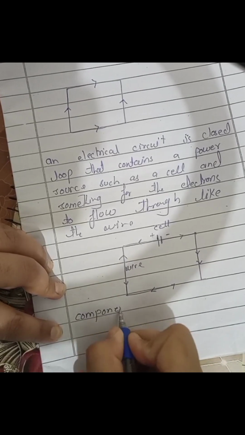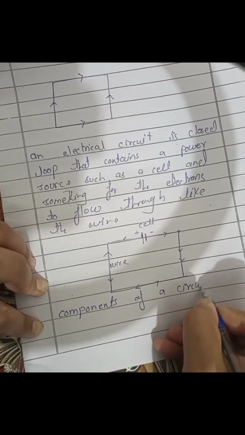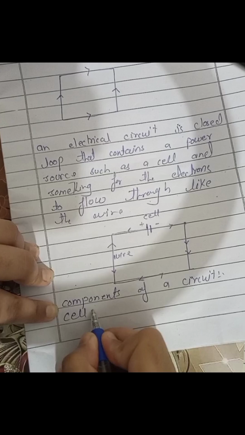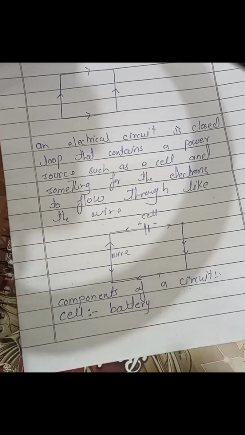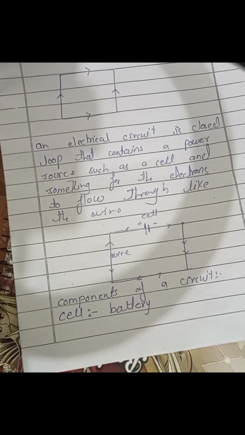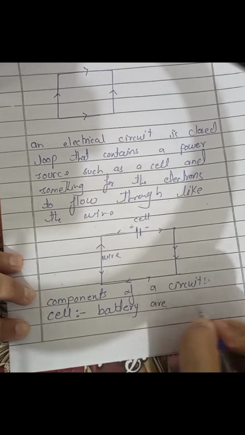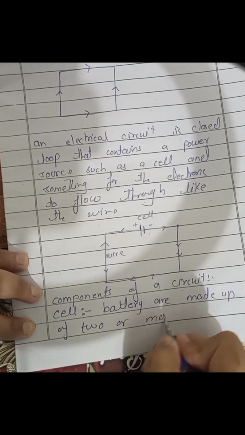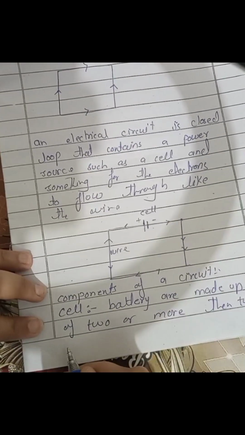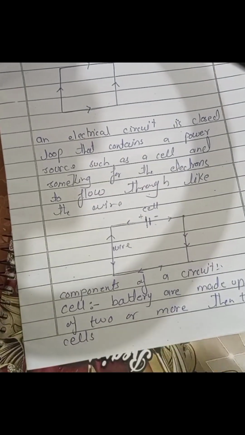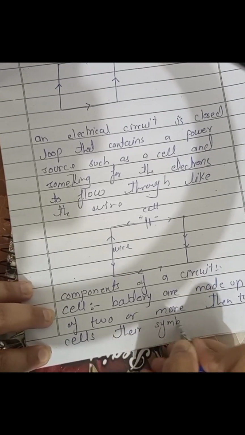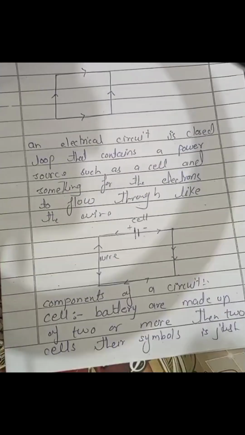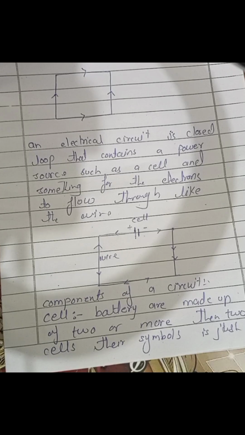So we take a look at the first components. I will write the heading components of a circuit. The first component I wrote here is a cell. It means that this is a component of a battery. Batteries are made up of two or more cells. Their symbol is just two cell symbols put together. Although as far as exams are concerned, cells and batteries both act in the same way.